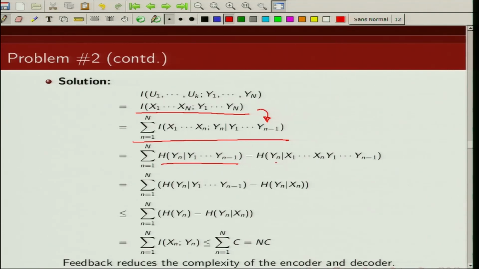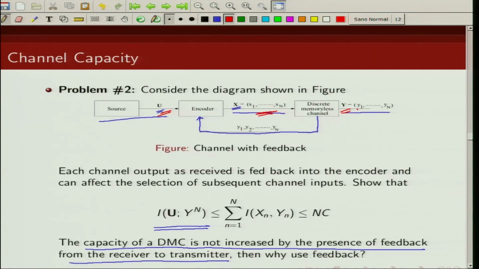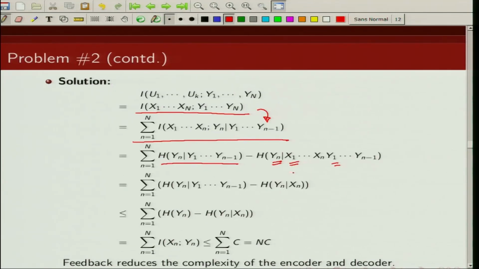Now, what is the uncertainty in yn given x1, x2, x3, y1, y2, up to yn minus 1? Note that we are talking about a discrete memoryless channel. So, what is the uncertainty in yn given xn, xn minus 1 and y1, y2, up to yn minus 1? It only depends on xn. So, then we can write this as uncertainty in yn given xn. So, this term comes as it is, because it is a discrete memoryless channel, uncertainty in yn given xn and all other parameters will just depend on xn.